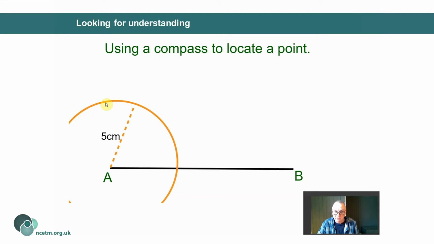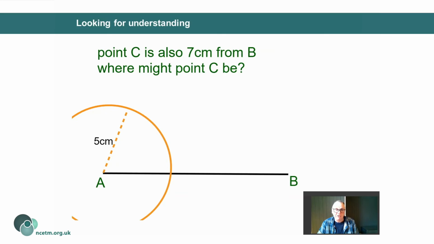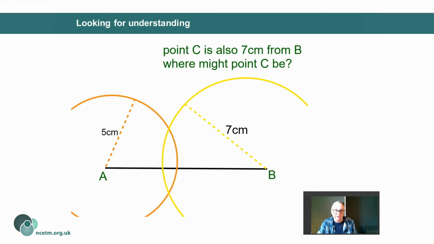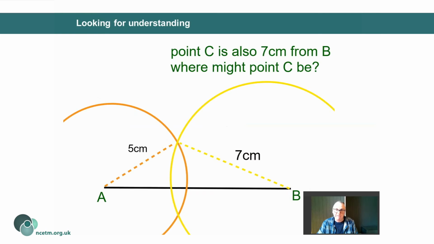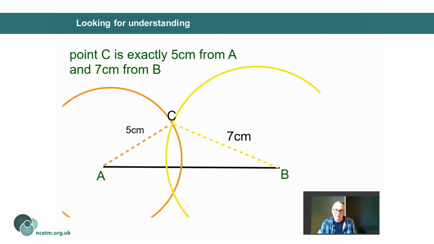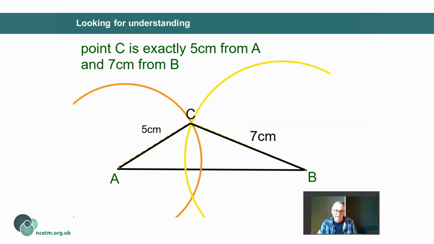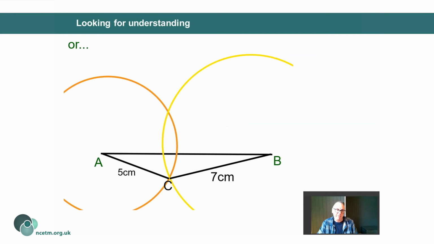And then we can talk about, well, what if we give another condition? Now I'm going to tell you that C is 7 centimeters away from B. Where might it be now? So they start to understand that they need to put their compass point on B with a radius of 7 centimeters and draw a new curve. And then we know that the point C is somewhere on this orange curve and also somewhere on this yellow curve, and so they will start to recognize where in fact that C might actually be. And then if I talk about the triangle ABC, it must be there, or maybe it might be there.